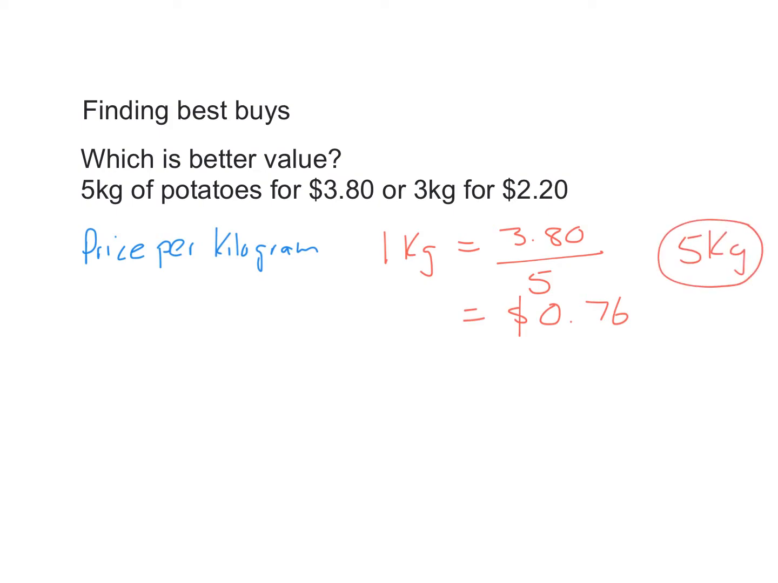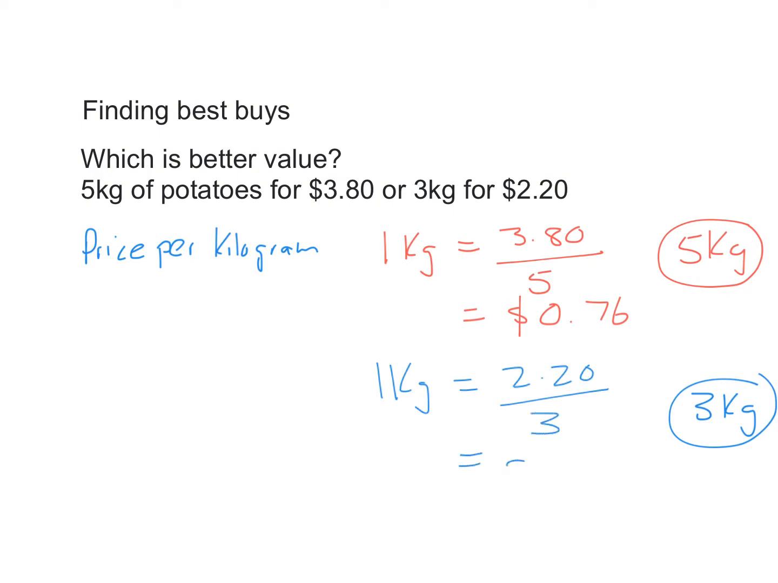All right, so let's now work out our 3 kilogram bag. 1 kilogram of our 3 kilogram bag is going to be $2.20 over 3 kilograms. And when we work that out, our dollar value is going to be $0.73. Right, so now we need to answer the question, which is of better value? Well, our 5 kilogram bag costs us 76 cents per kilo, and our 3 kilogram bag costs us 73 cents per kilo. So which one is of better value? Well, clearly, it is going to be the 3 kilogram bag, because it happens to be 3 cents cheaper.